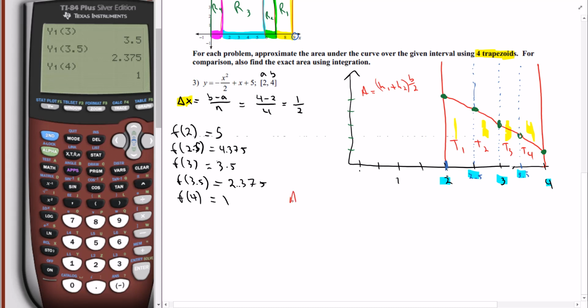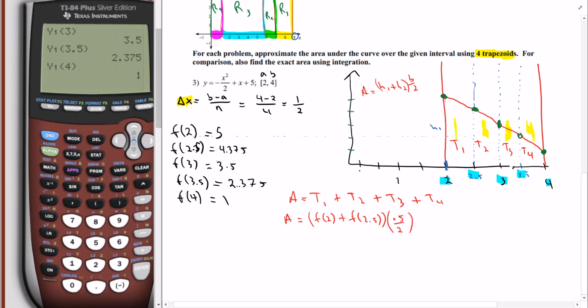So what that's going to be is, height 1 is right here for this. So for T1, let's write this out. The area of this trapezoid is going to be T1 plus T2 plus T3 plus T4, right? So for T1, the height 1 is the function value at x equals 2. Height 1 is basically f of 2. Height 2 is basically f of 2.5. And then we're going to multiply that by the base over 2. So the base was 0.5 divided by 2.